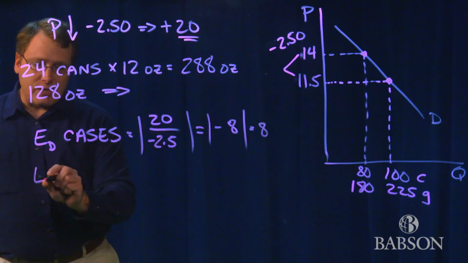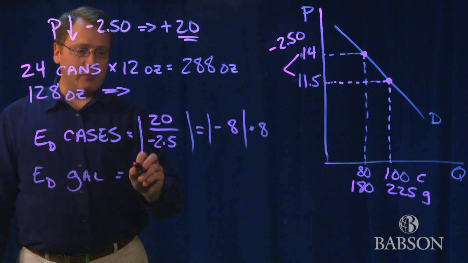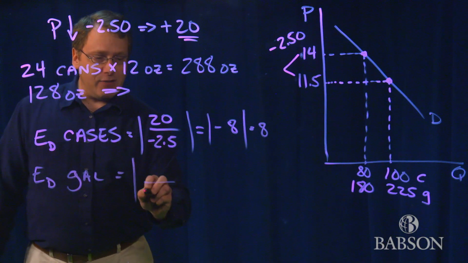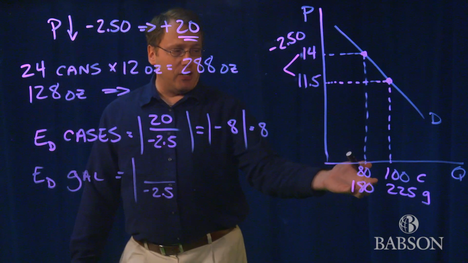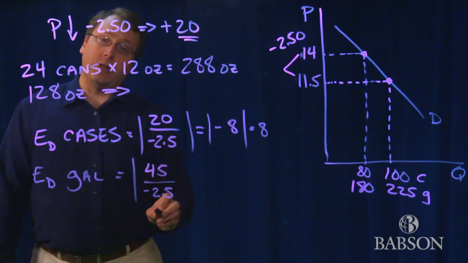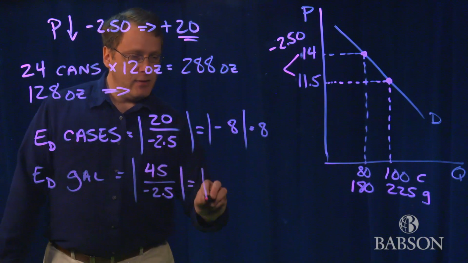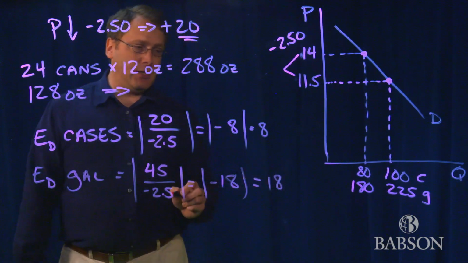Now, if we talk about the elasticity of demand, but in terms of gallons, what do we get? Well, we have the same change in price, but now you'll notice we go from 180 to 225. We have a gain of 45 gallons. And so this is actually 18.